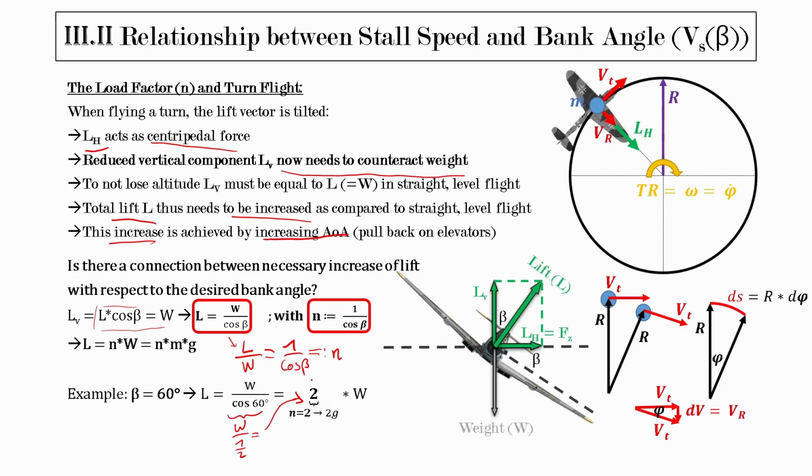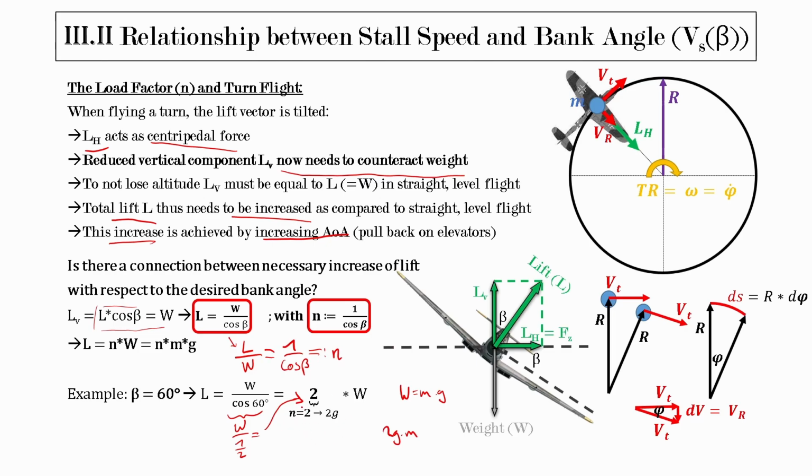We would have to simply write the weight in mass, m mass times gravitational constant. Weight is mass times gravitational constant, and there you go. So 2g times m, if you will. Okay, this is where this comes from.